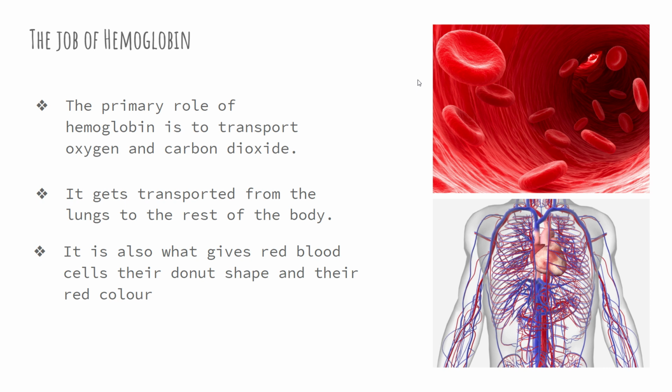The job of hemoglobin. The primary role of hemoglobin is to transport oxygen and carbon dioxide. It gets transported from the lungs to the rest of the body. It also gives red blood cells their shape and their red color.